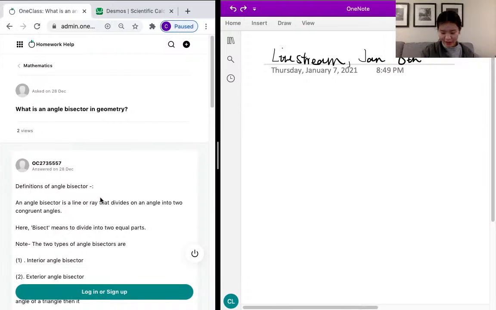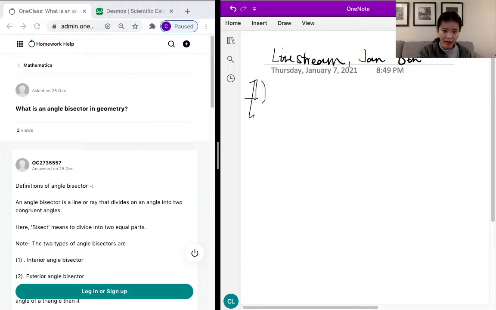Our first question today asks what is an angle bisector in geometry. An angle bisector in geometry is a line or a line segment that divides an angle in half.